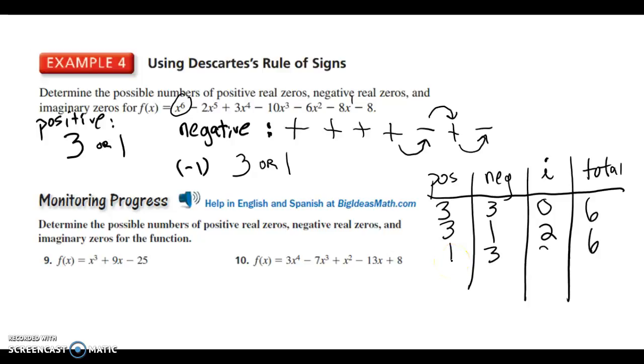That's 4. I would need 2 imaginary for it to total to 6. Or I could have 1 positive, 1 negative, which is a total of 2, which means I would have 4 imaginary solutions. So these are the 4 possible combinations I could have for this example.